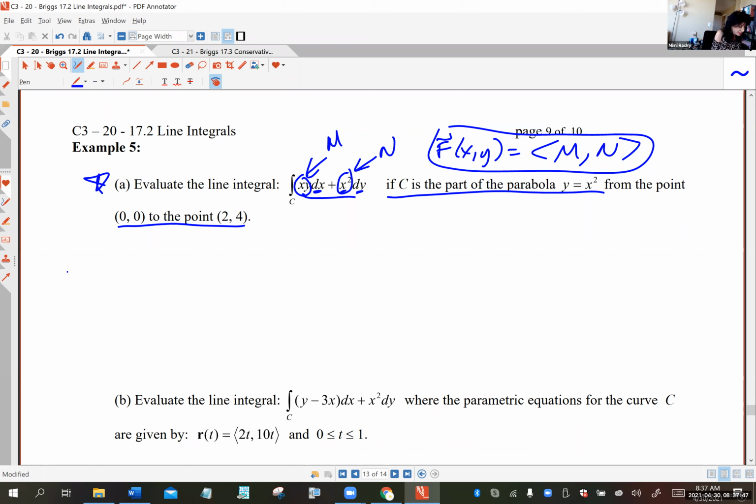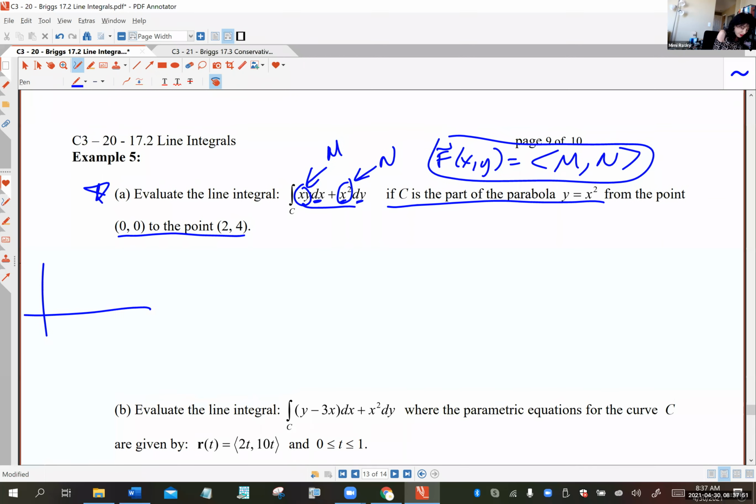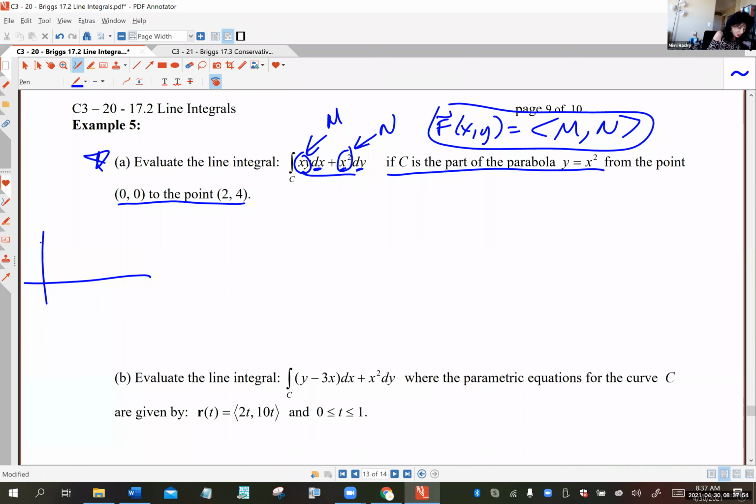So I'm going to sketch this even though they didn't ask for a sketch. It just kind of helps. So if you graph the function y equals x squared, I think everybody knows that's a parabola. And the part of the curve we're interested in is we're starting here at the point (0, 0). And then remember, orientation matters when you're doing line integrals, and we're stopping at the point (2, 4). So let's say this right here is the point (2, 4). So we're only integrating over the portion of the parabola between (0, 0) and (2, 4).